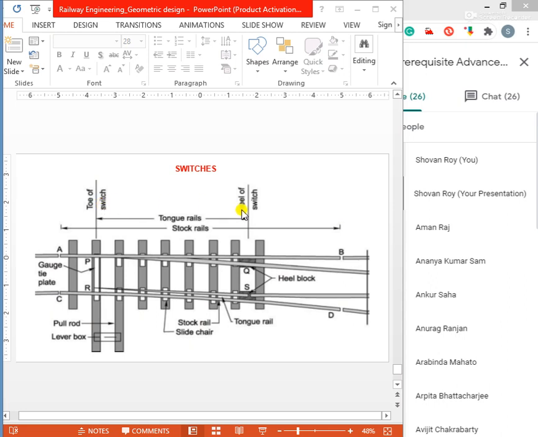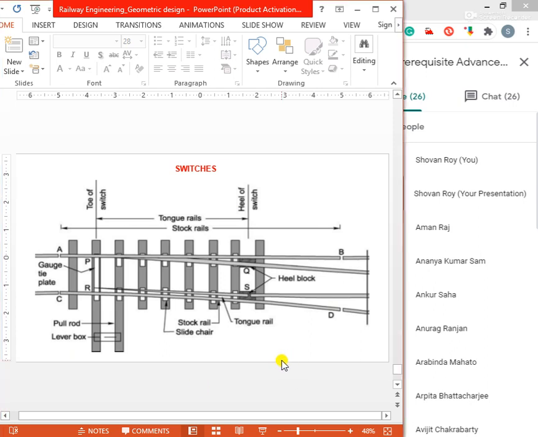Yes. Hello, sir. Yes, sir. Sir, if you have any graphical video of this switch, then in the next class... Okay. In the next class, I will show you the actual picture of the turnout and switches, and if possible, then I will show you some videos also. Okay. Okay, sir. Acha.